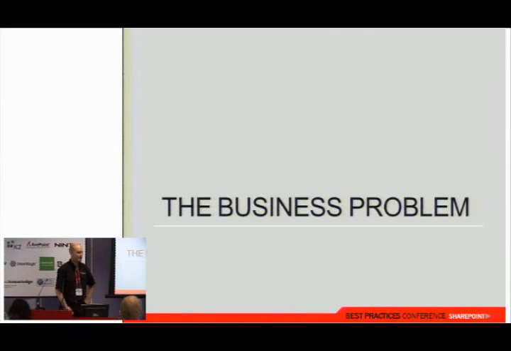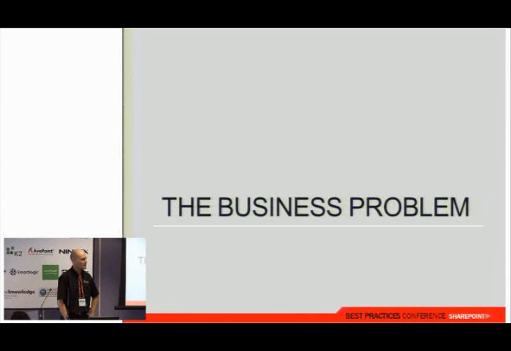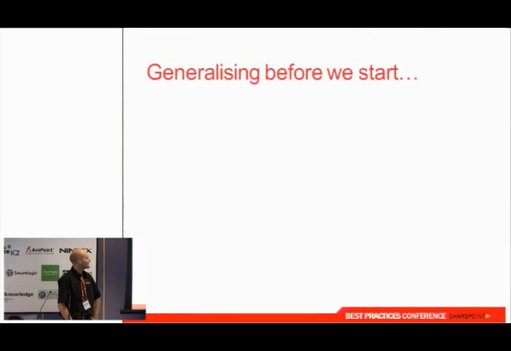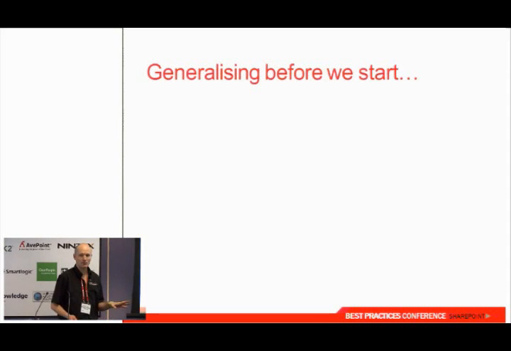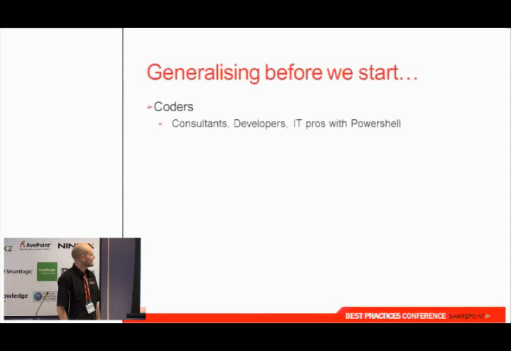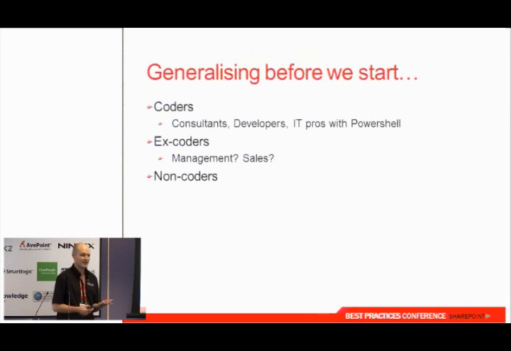Okay, so the business problem, I think many of us will have been there. But just before we start, I'd like to find out what the audience makeup is. I think I've categorized them into three. There's coders, so that's people who write a little bit of code. Ex-coders, maybe salespeople or management now. And non-coders. So can I get a show of hands for people who write code? Okay, ex-coders and non-coders. Okay, good. So there's a good mix in the audience.